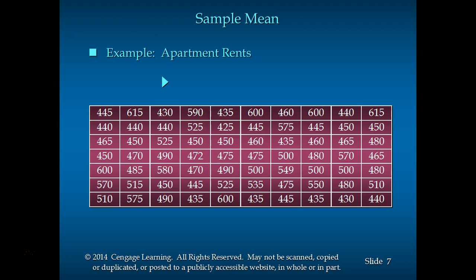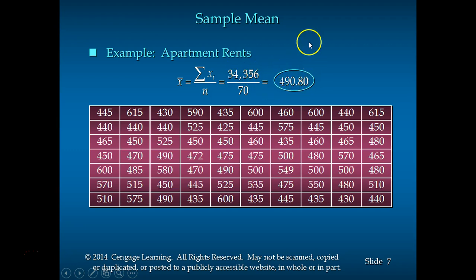Now, how do I get an exact number? I need to add up all of the numbers here and divide by 70. And this is what they do here. So the average is 490, actually, point 8. It seems reasonable.